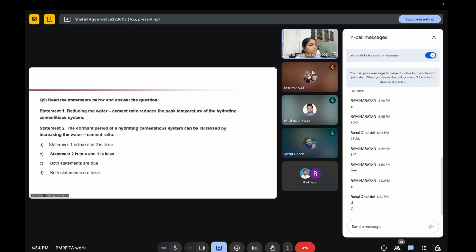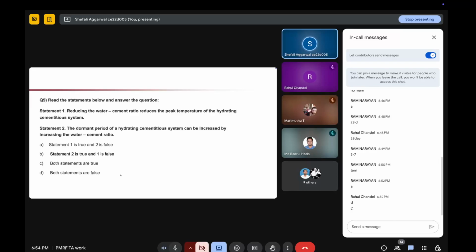Next question is, read the following statements and answer the question. Statement 1 is, reducing the water cement ratio reduces the peak temperature of the hydrating cementitious system. Statement 2 is, the dormant period of the hydrating cementitious system can be increased by increasing the water cement ratio. Statement 1 is true and 2 is false, 2 is true and 1 is false, both are true, both are false. What do you think? Both are true. Okay.